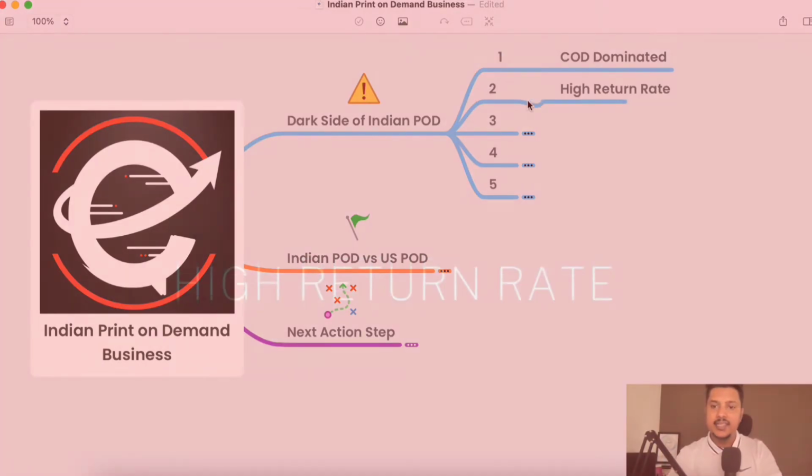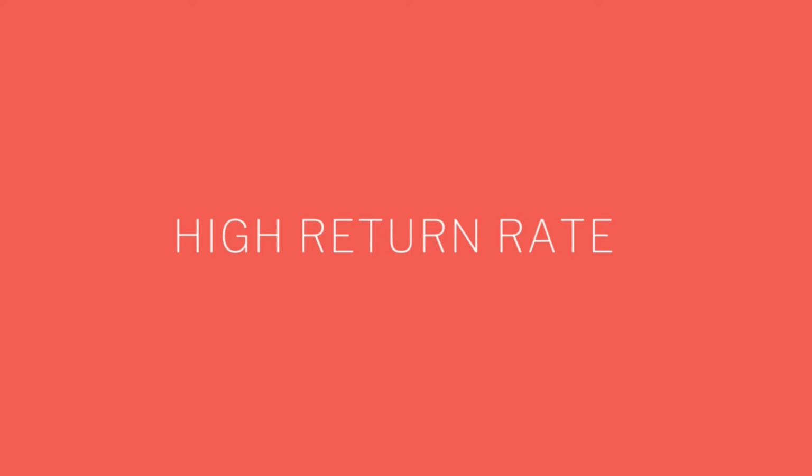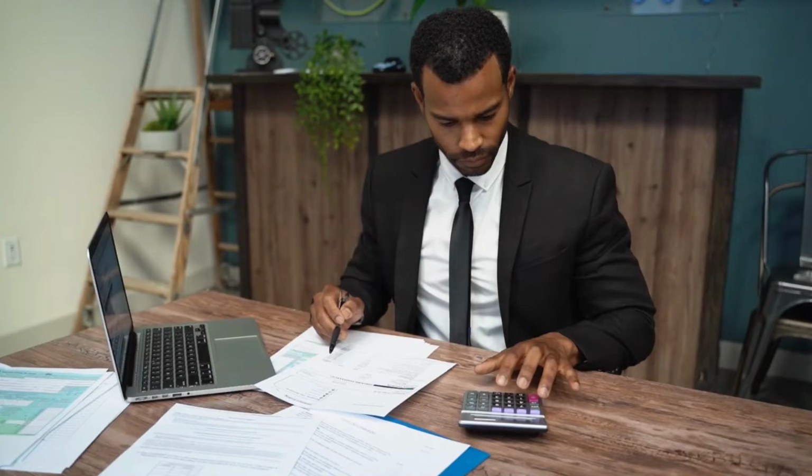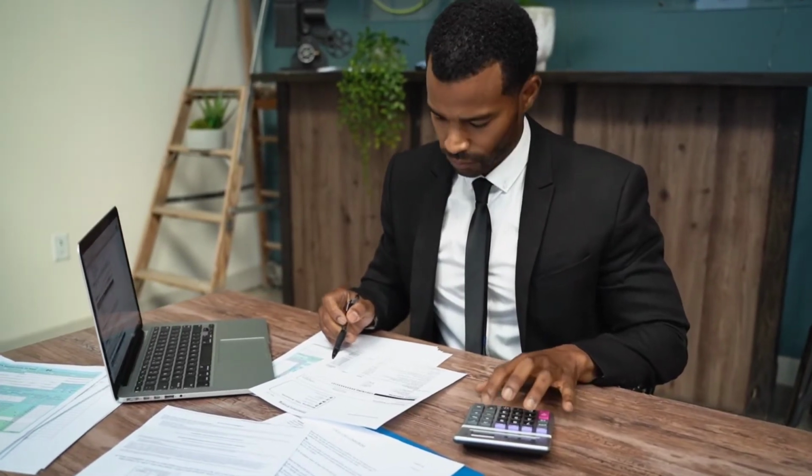The second one is high return rate. Since it is cash on delivery dominated and the seriousness of people is not there, you might face a high return rate. On average, 90% of the orders are cash on delivery, and the return rate in India is 40 to 50%, which will eat up a lot of profits.